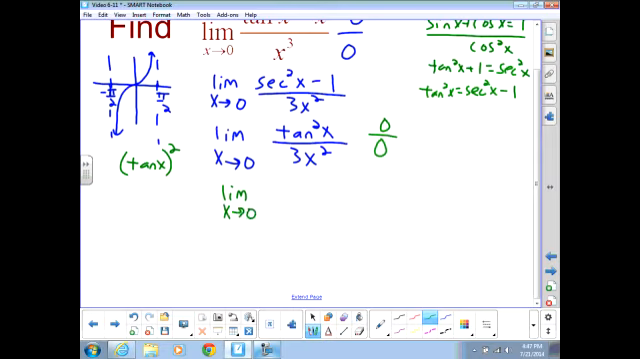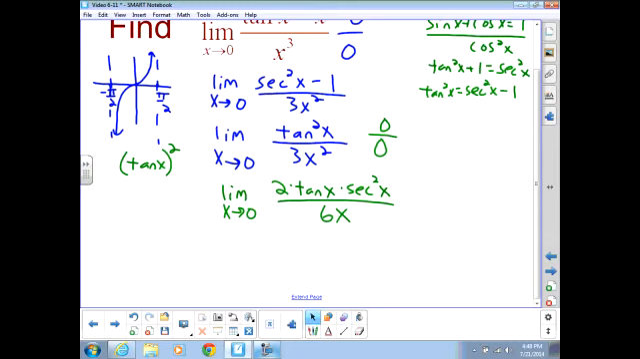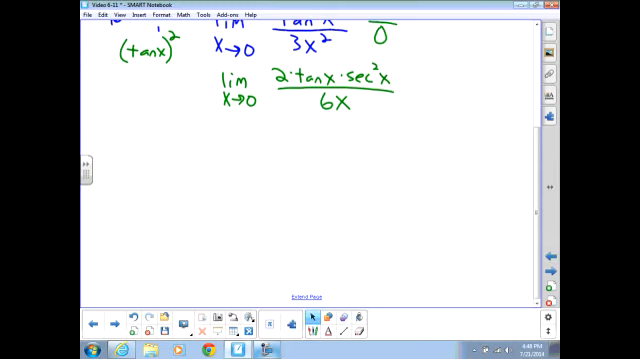The 2 will come out front. We'll have tan x to the first times the derivative of the inside. What we saw before, the derivative of tan x is secant squared x. And then we'll be all over 6x. Well, we're going to get a little fancy with this and neaten this up. The 2 over 6 really reduces to 1/3, so we're going to leave that out front.